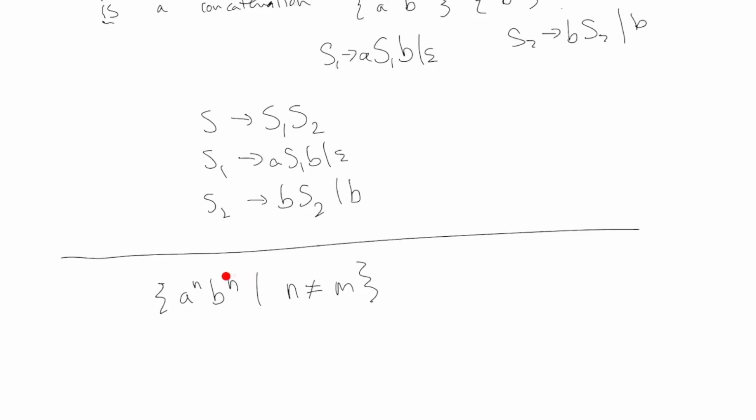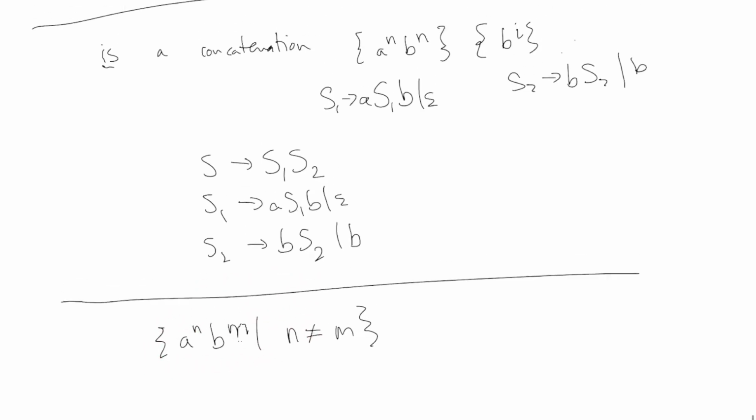No, because in this case, sorry, it's an M. Everybody knew what I meant, right? Some amount of A's, some amount of B's, but they're different amounts. Again, you cannot just split apart the A's and the B's because there's a relationship between the N and the M. And if you split them apart, then you lose that relationship. So this I am not going to write as a concatenation.